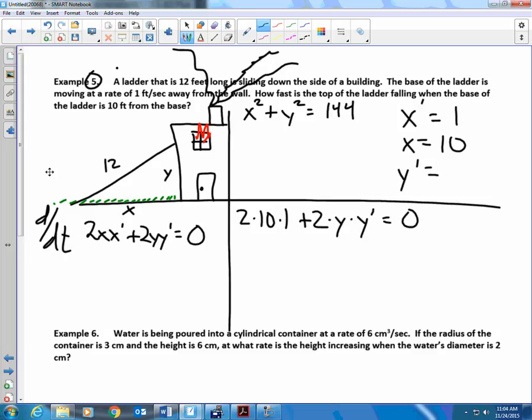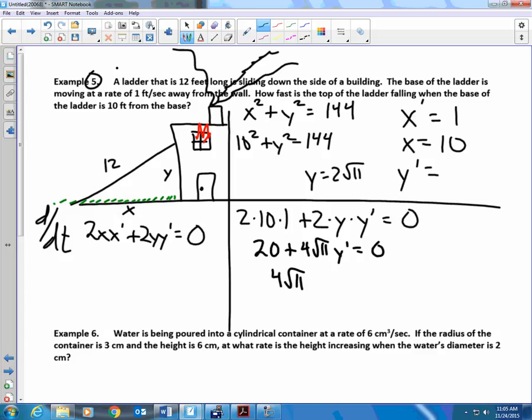Plug it in. Yep, you know that x is 10, so 10 squared plus y squared is equal to 144. Subtract 100, you get y squared is 44. The square root of 44 is going to be what? 2 roots of 11? So y is equal to 2 roots of 11. So if I write this out, I've got 20 plus 2 times 2 roots of 11 is 4 roots of 11 times y prime is equal to 0. Or 4 roots of 11 y prime is equal to negative 20.